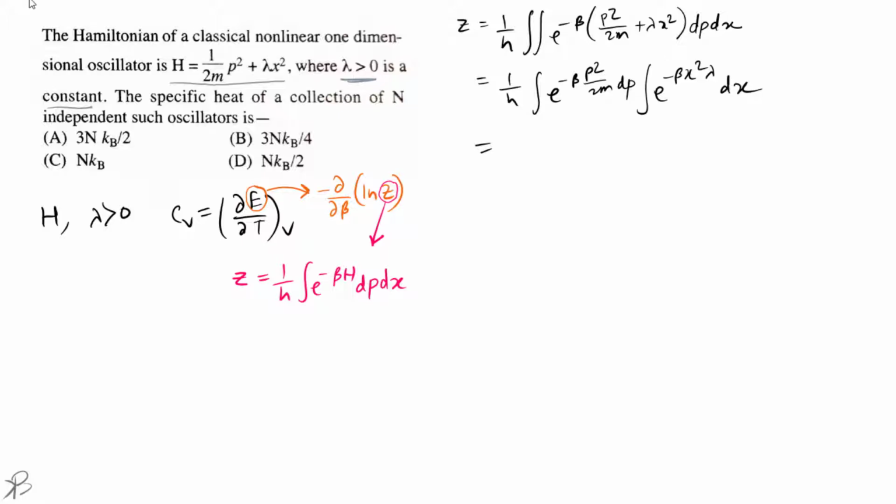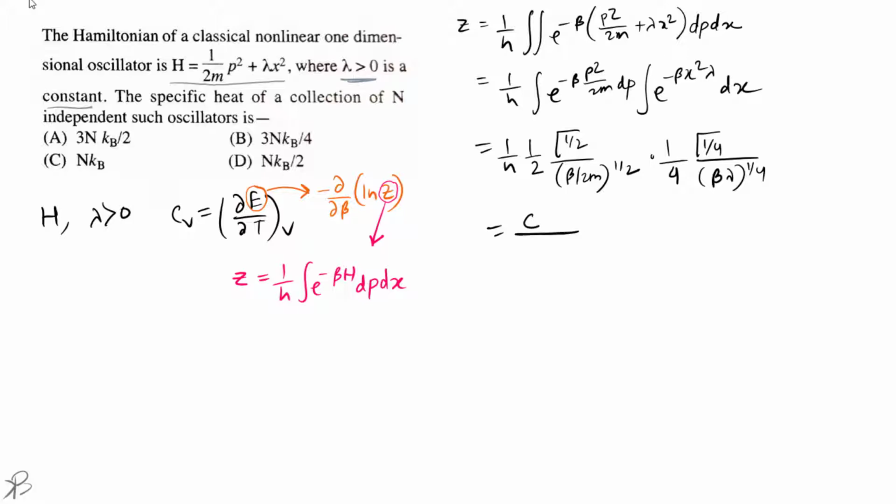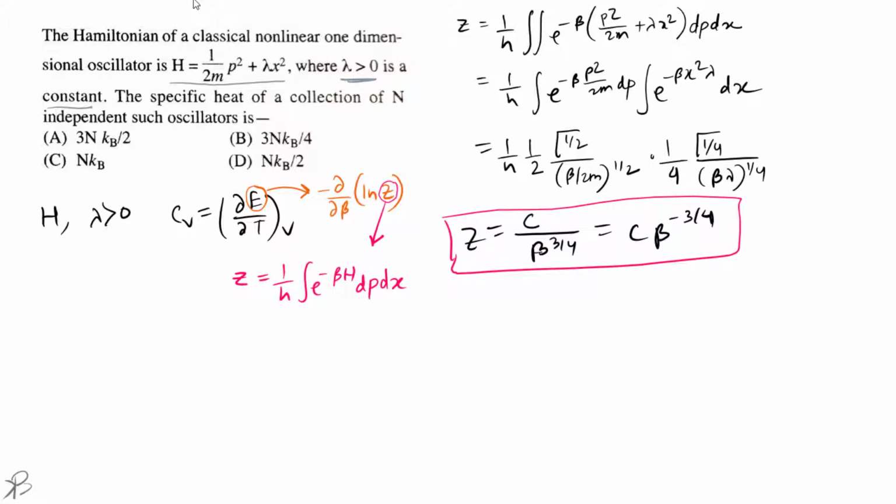Now the next step is to evaluate. So if the integral is over minus infinity to plus infinity, it will be 1/2 Γ(1/2) times (β/2m) to the power, and this is 1/4 Γ(1/4) times (βλ) to the power 1/4. Okay, so if we take all the constants as c, and if we simplify, this will be c/β^(3/4), or c β^(−3/4). So we get the partition function as a constant times β^(−3/4).